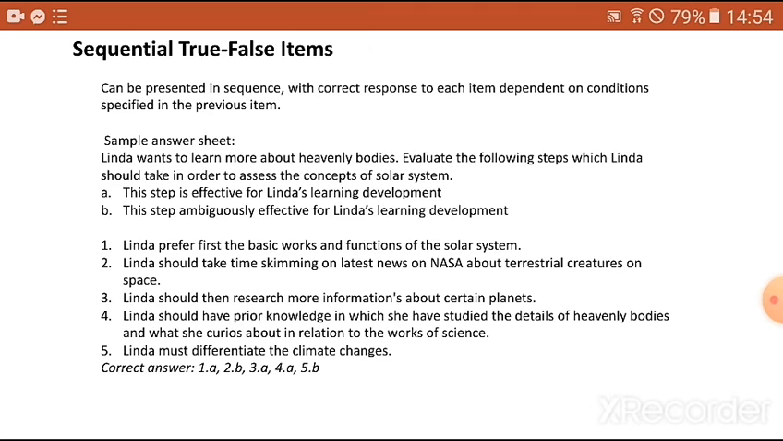But sequential true or false items can also be used in mathematics, which follows a sequence form of events, like problem solving, right? When you do problem solving, there are formulas to follow, what you do first, what you do next, in order to get the correct answer. So this is the use of sequential true or false items. It is dependent on conditions specified in the previous item. So it really is a sequence form of events.